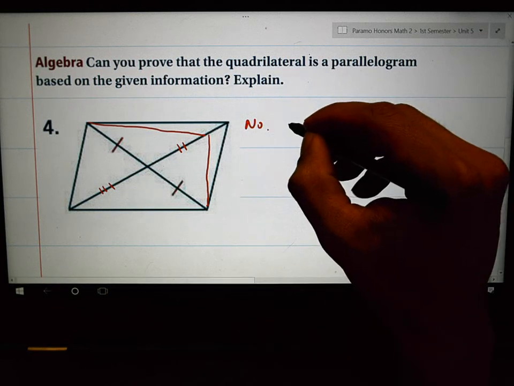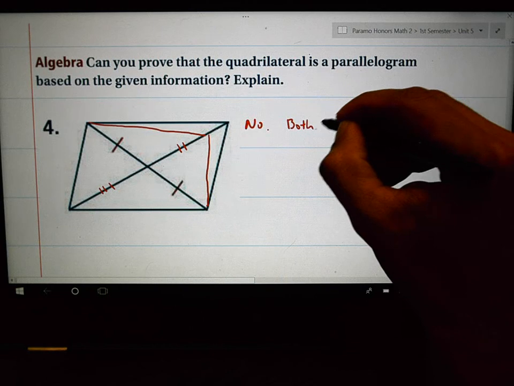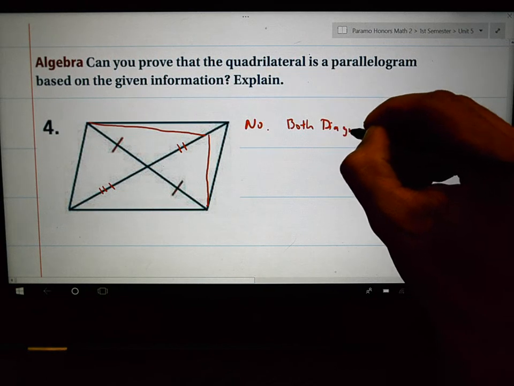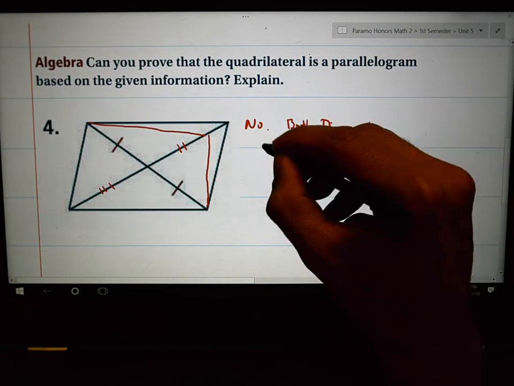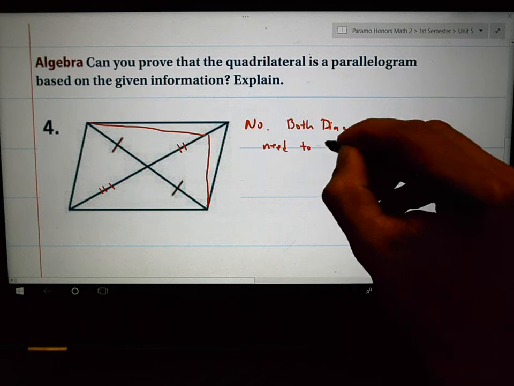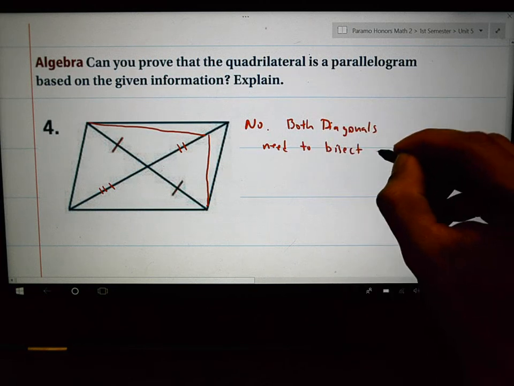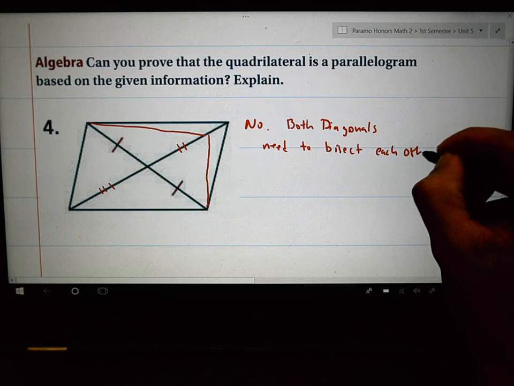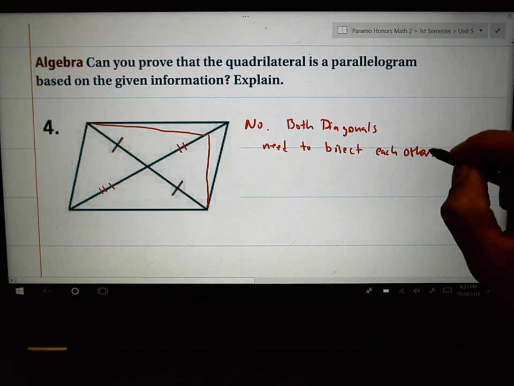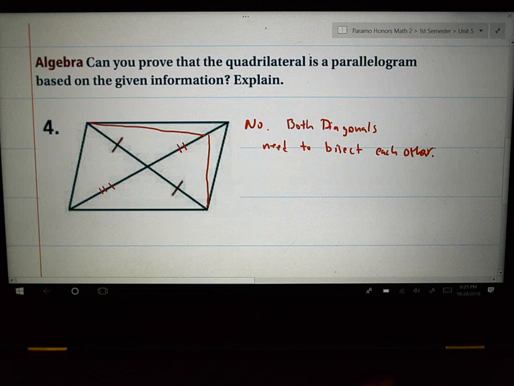The diagonals, both diagonals need to bisect each other. Kind of like one of those little tricky things that we need to make sure we're paying attention to. When you write down notes, make sure that if there's an S there, that there's plural. It's plural. You need both.